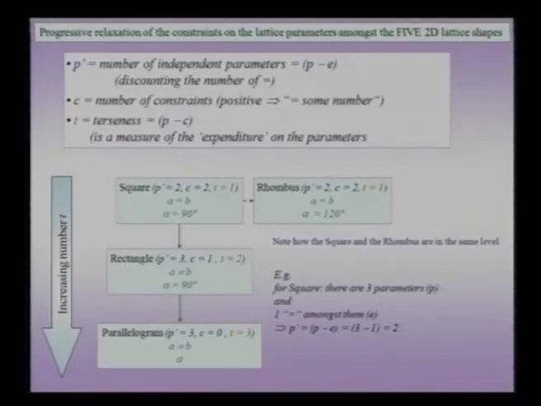So this slide basically tries to tell you that we have a certain expenditure on lattice parameters, and the more the expenditure, the lower will that unit cell be in the tree. Based on expenditure, the square and the rhombus are at the top of this tree. So let us now consider the 5 two-dimensional lattices one by one.